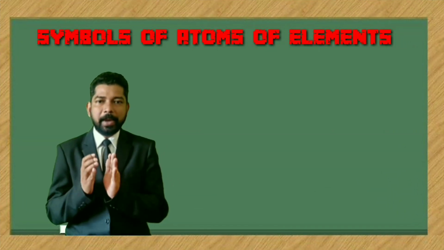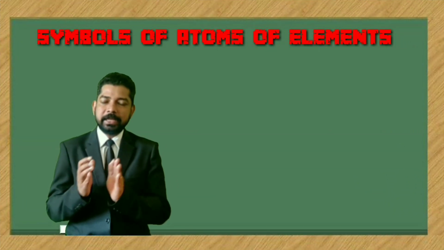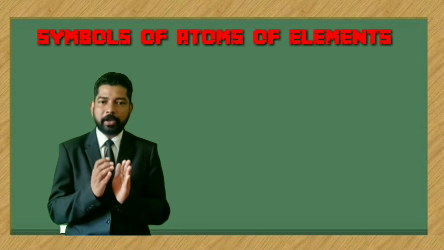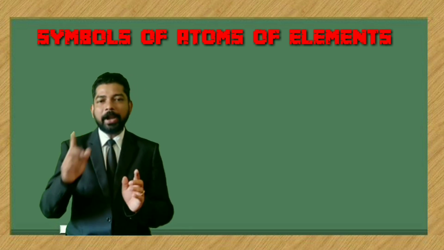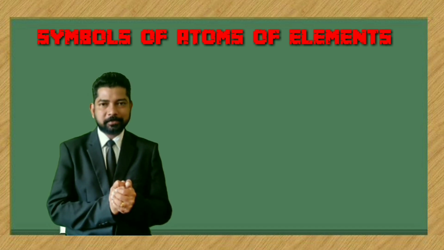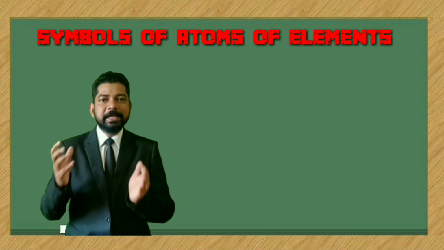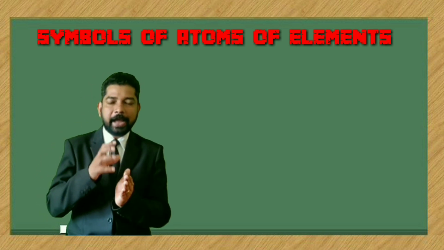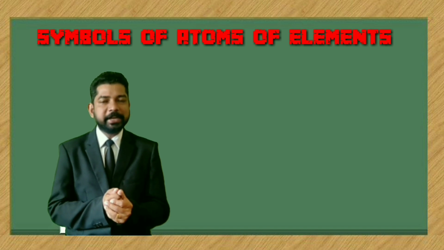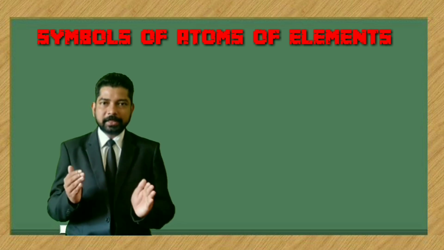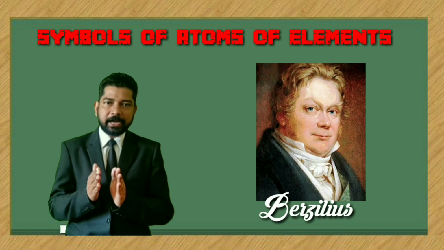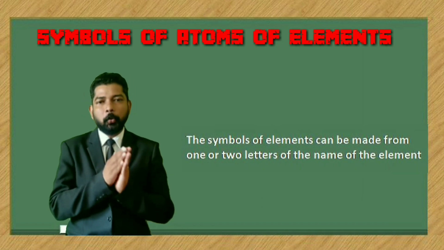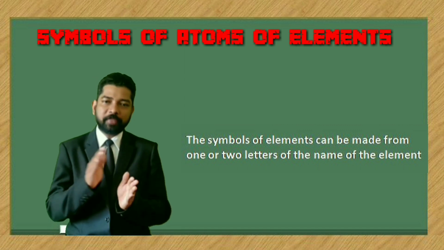When he used a symbol for an element, he meant a definite quantity of the element, that is, one atom of that element. We know the type of symbols which Dalton used are not used nowadays. Another scientist, Berzelius, suggested that symbols of elements can be made from one or two letters of the name of the elements.